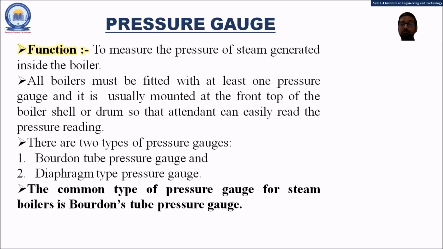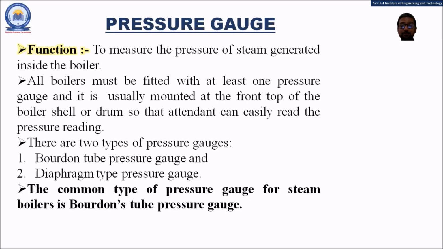So all the boilers must be fitted with at least one pressure gauge, and the pressure gauge is usually mounted at the front top of the boiler shell or the drum, so that the boiler attendant or the boiler operator can easily take the pressure readings from the pressure gauge. And friends, the boiler operators are compulsorily told to take the pressure readings at particular times during the operation of the boiler. It is very important to note the pressure readings.